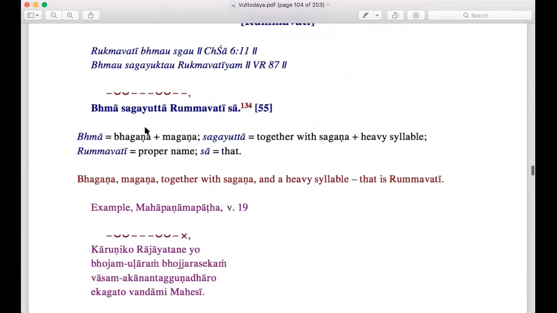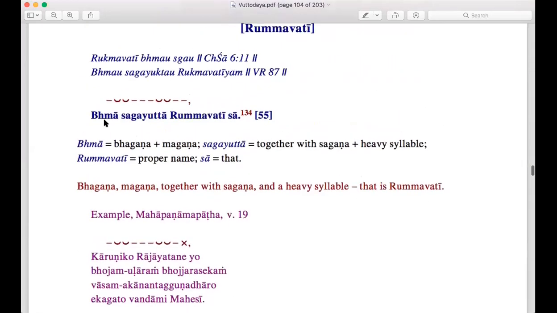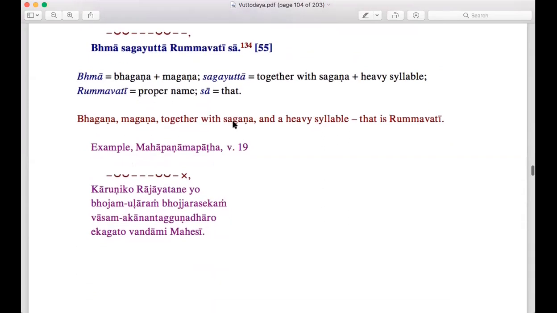So here is next. Sorry, let's check it. Bhuma is Garu, right? Bhuma Garu, Saga Lahu Lahu. Then this is the Bhagana. Bhuma Saga is the Bhagana. Yutta Rum is the Magana. Then Ma Va Ti is the Sagana. Sa is the heavy syllable.